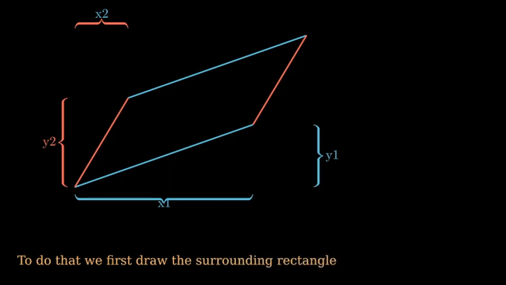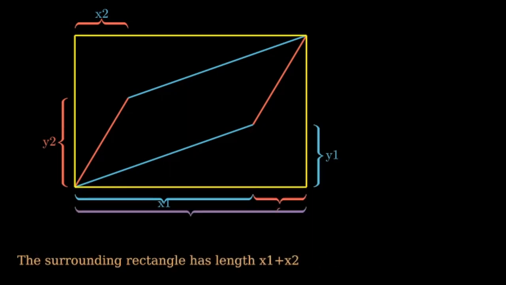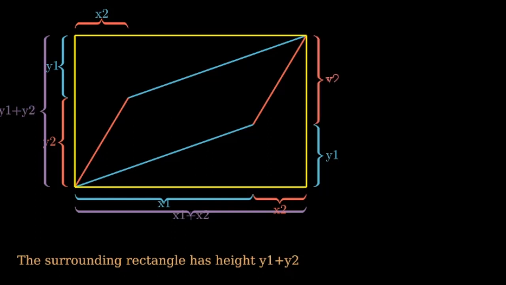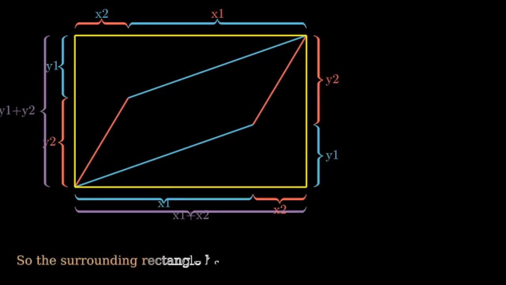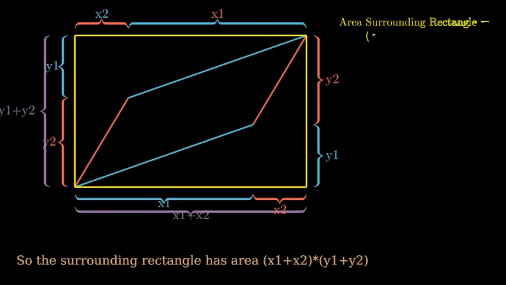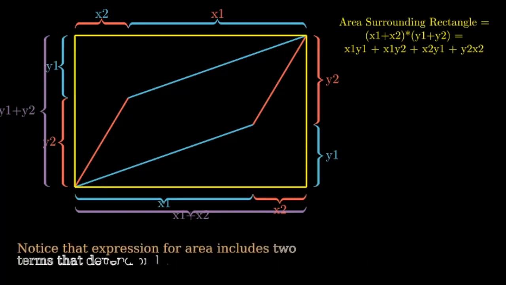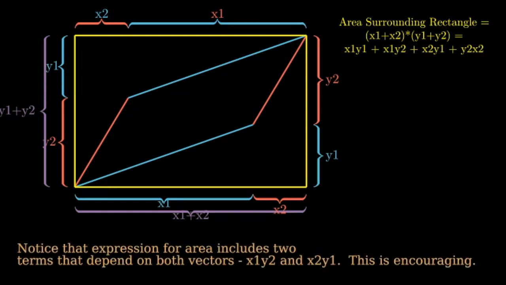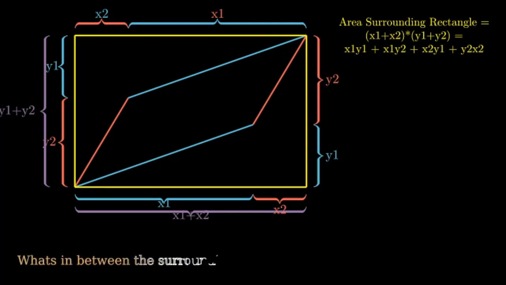To do that, we first draw the surrounding rectangle. The surrounding rectangle is in yellow and has length x1 plus x2 and height y1 plus y2. So the surrounding rectangle has area (x1 plus x2) times (y1 plus y2), which is x1 y1 plus x1 y2 plus x2 y1 plus x2 y2. And notice that in this expression, we have two terms that depend on both vectors, which is x1 y2 and x2 y1.